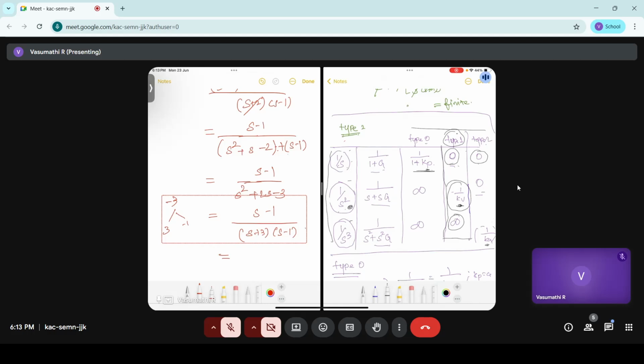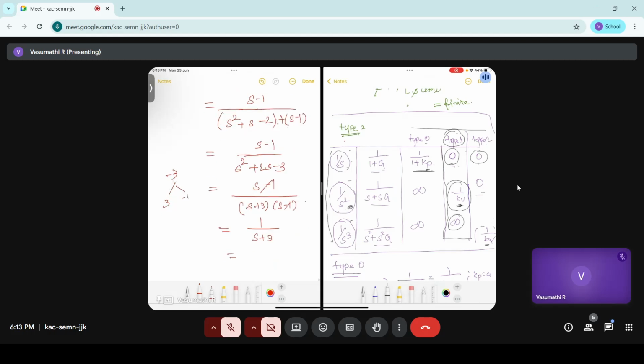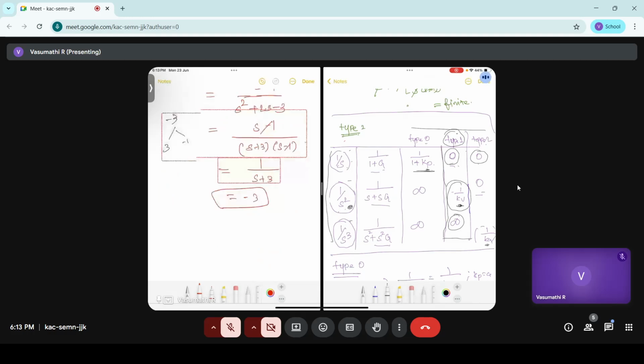So the question is the location of poles, right? The location of poles, this will get cancelled, pole zero cancellation. Location of poles will be minus 3. Are you getting this? Any doubt in this? You people are with me? Yes, ma'am. Right, right. Okay.